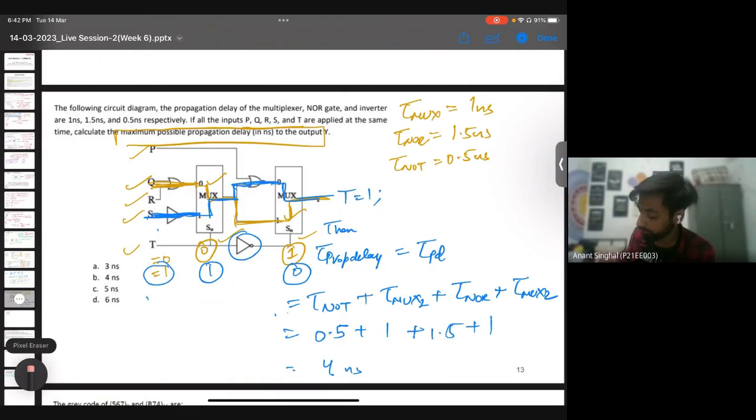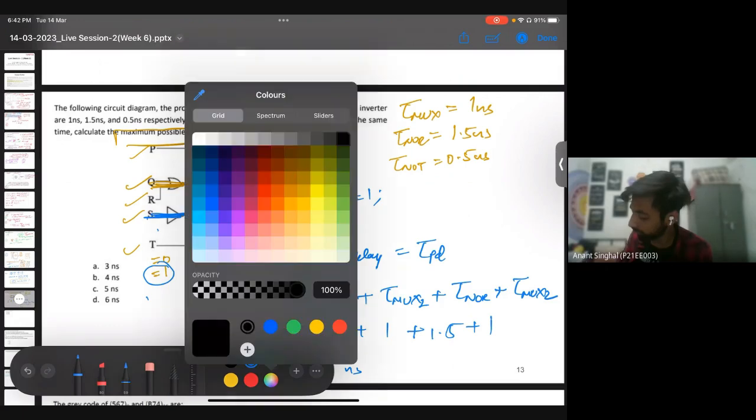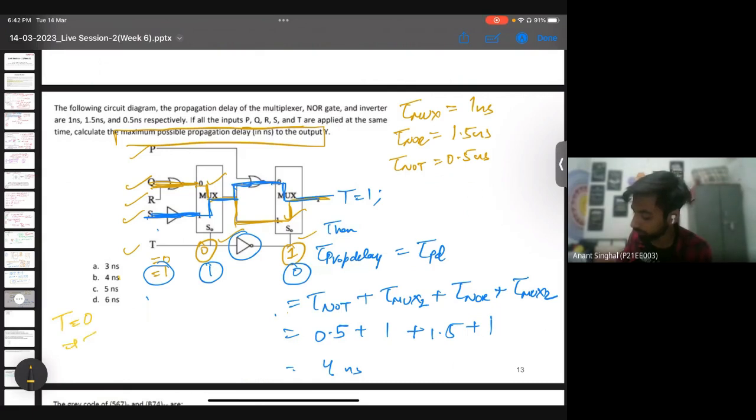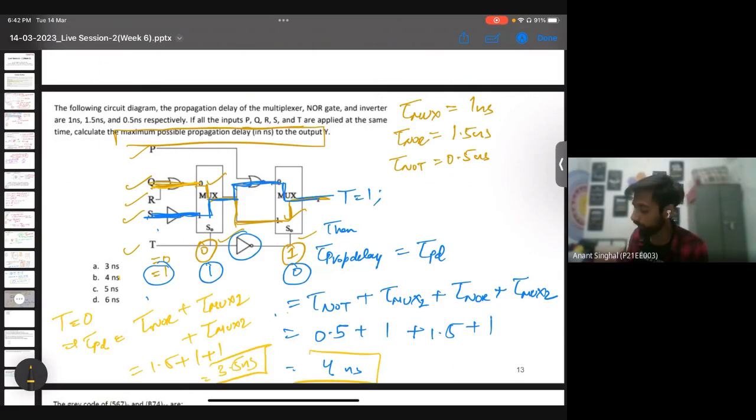So we'll check when t is equal to 0. So when t is equal to 0, the propagation delay is the NOR propagation delay, then the mux 1, and then there is no NOT part, and then the mux 2. It will be nothing but 1.5 plus 1 plus 1, which is 3.5 nanoseconds. And here it is 4 nanoseconds. So the maximum possible propagation delay has been asked in the question. So the correct answer to this question is option number B.